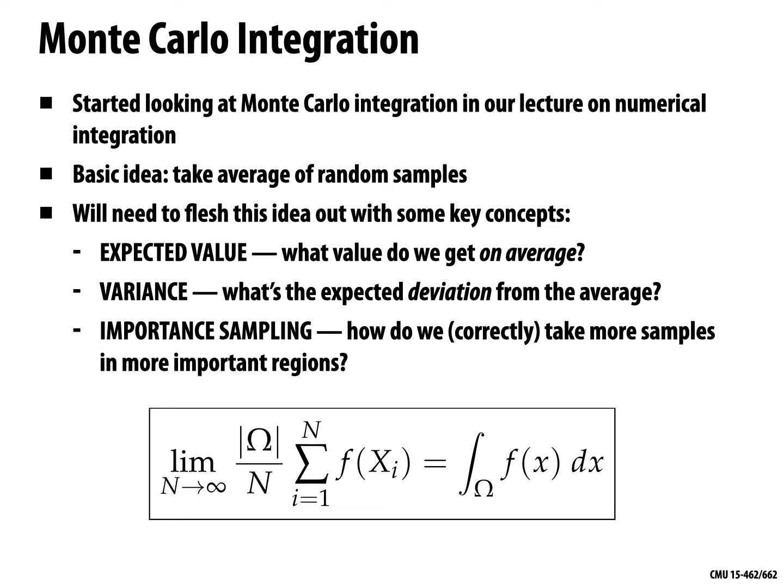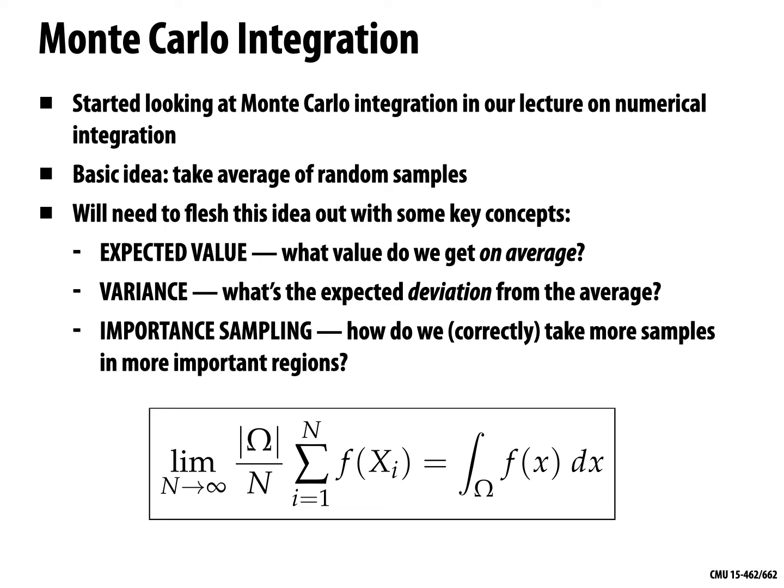To apply this idea to Monte Carlo rendering, we're going to need to flesh out some concepts that we didn't really get into last time about probability. In particular, we need to talk about the expected value and the variance of a random variable. So what value do we get on average from a random variable, and what's the expected deviation from that average? And in the context of Monte Carlo, we'll also want to talk about a concept of importance sampling. So how can we be a little more intelligent about where we place these random samples so that we're getting the most out of our computation? How do we put samples in more important regions of the integrand?